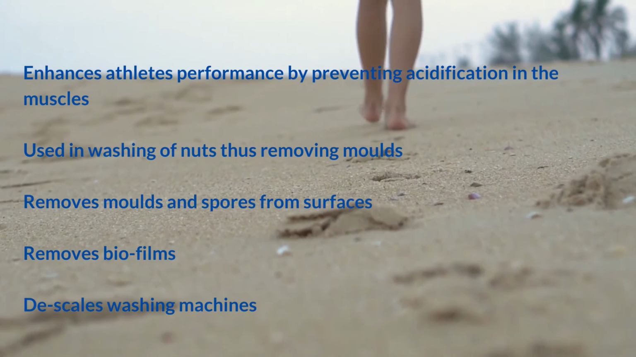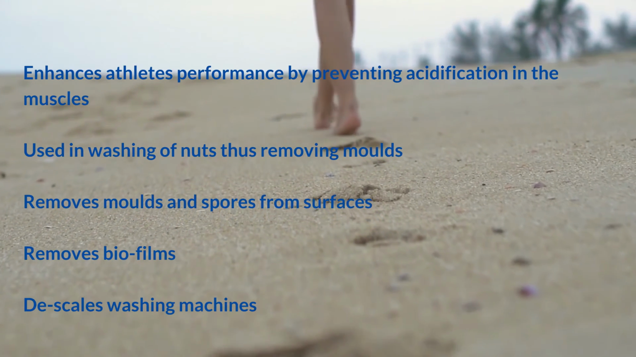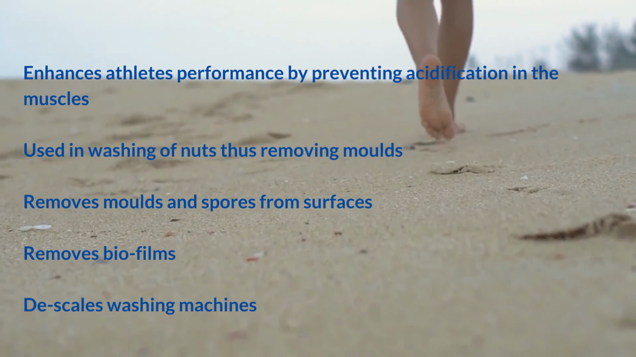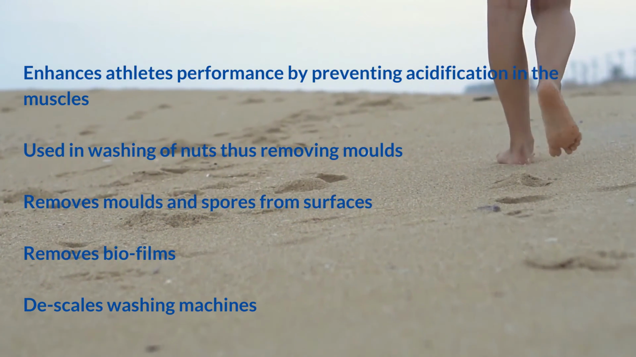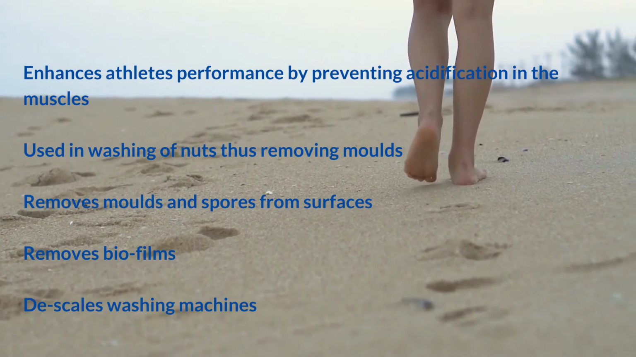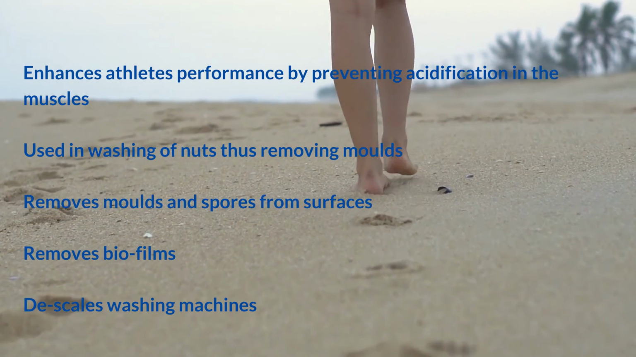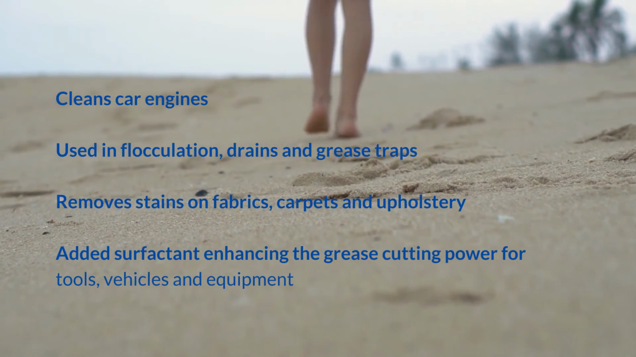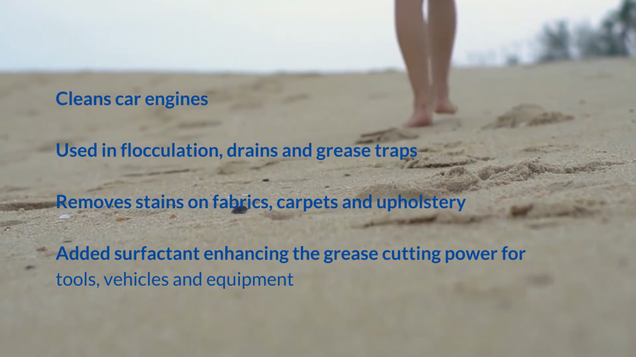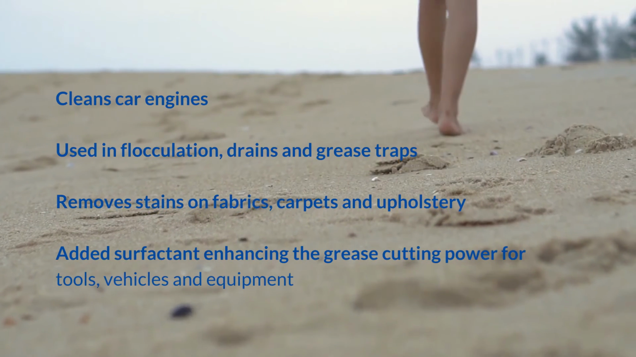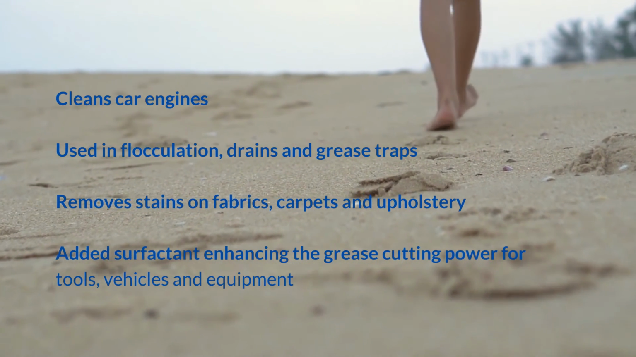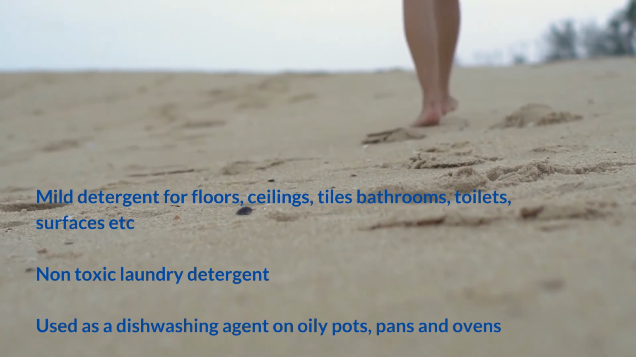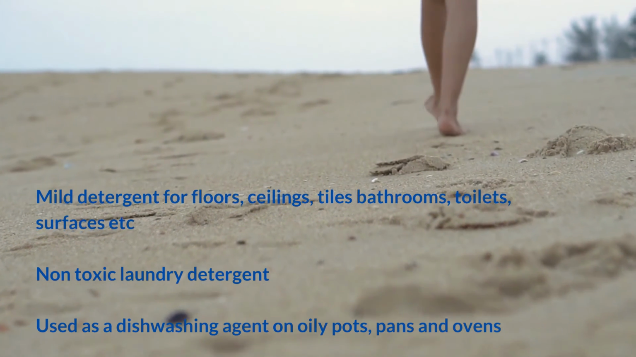Athletes currently use Analyte to prevent acidification of the muscles when they exert themselves, so in the field of sport it is widely used. It's also used to wash your nuts, which we all know contain mold, and it also removes molds and spores in bathrooms, on bathroom curtains, and in very damp areas. It removes biofilms, descales washing machines, and cleans car engines. It's used in drains and grease traps, for stains on fabric, carpets and upholstery, and as a surfactant enhancing the grease-cutting power for tools, vehicles and equipment. It's a mild detergent for cleaning floors, ceilings, tiles, bathrooms, toilets and surfaces.